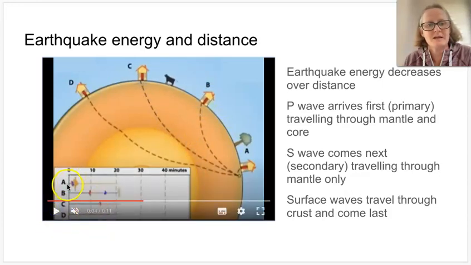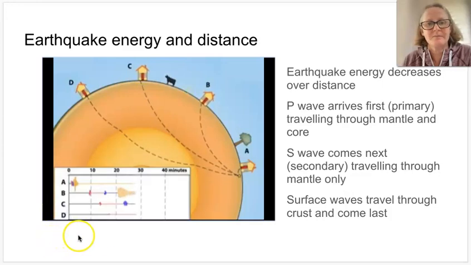So you can see it hit A, then it hit B, then it hit C, and last of all it hits D, but it's getting smaller each time. You can hardly see it hitting D. And then we'll watch the blue wave hitting everywhere.